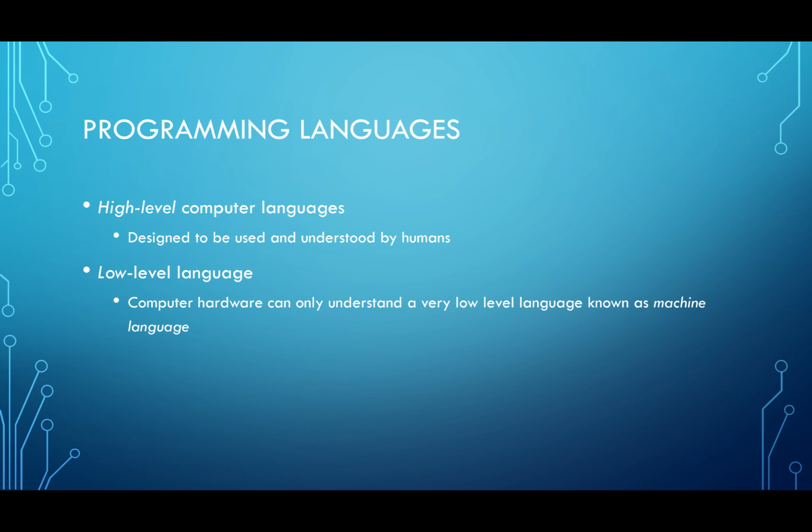So there are two types of programming languages. There's the high-level computer languages, which are designed to be used and understood by humans. And then there's low-level languages. Computer hardware can only understand a very low-level language known as machine language.